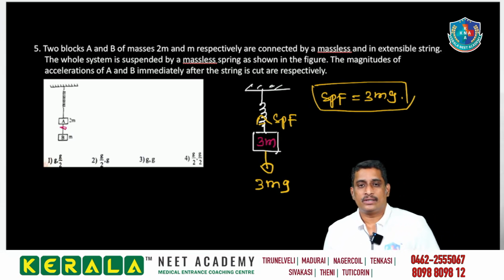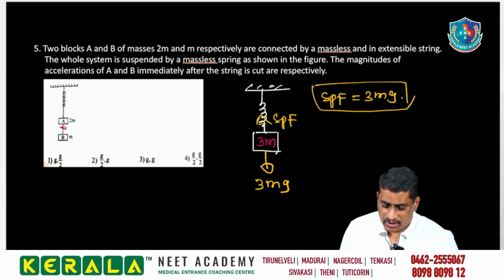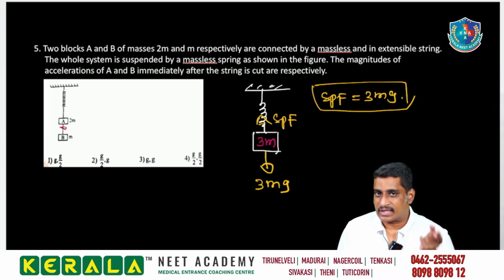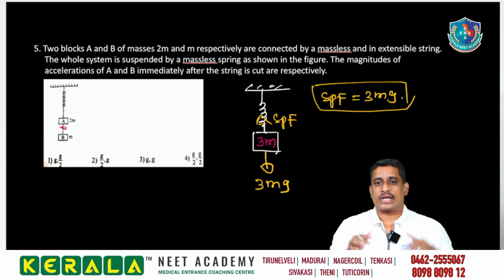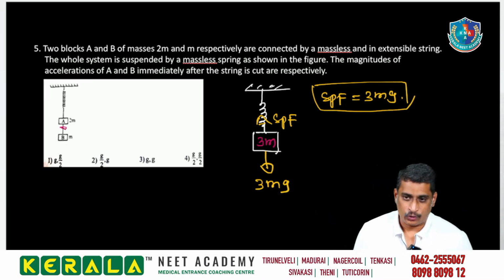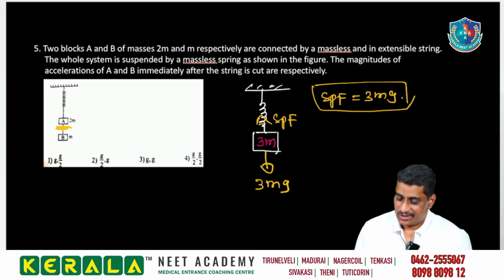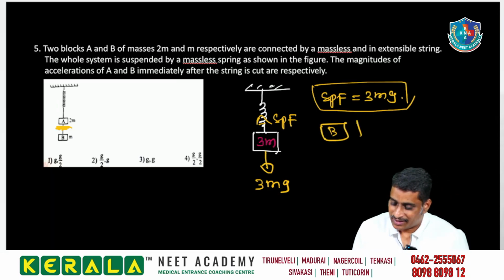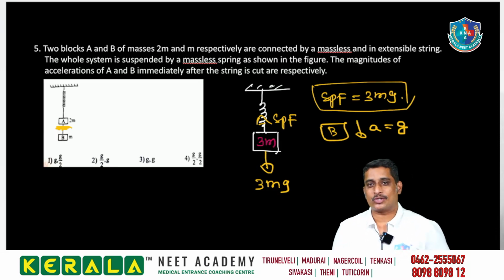Now let us see what they are asking us to find in this example. As soon as that string is cut, they are asking us to find the magnitudes of accelerations of blocks A and B. As soon as the string is cut, the tension in the string will become 0. Once the tension becomes 0, block B falls under gravity. Therefore, the acceleration of block B is nothing but acceleration due to gravity, g.